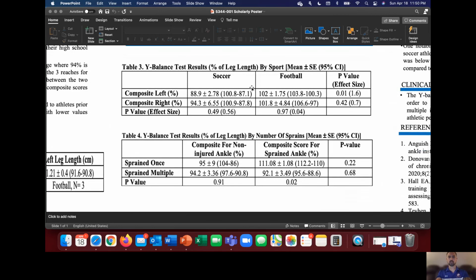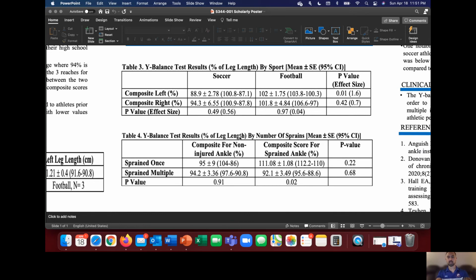So we're going to go ahead and look over the results of this first table here, the Y balance test results by sport. I see soccer and football. There was a statistical significance of the composite left score percentages of the soccer athletes compared to the football athletes. And you can see here they fall well below that 94% cutoff score for the Y balance on the left side, though this is the unaffected side of both the soccer and the football athletes.